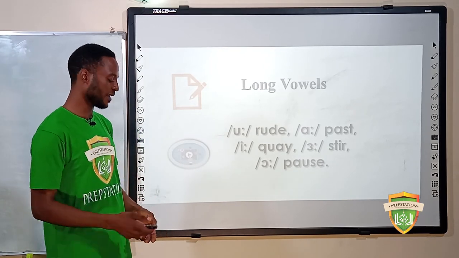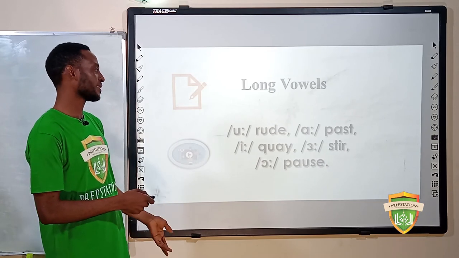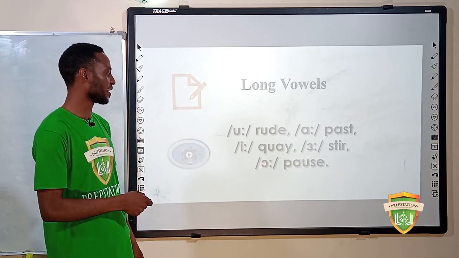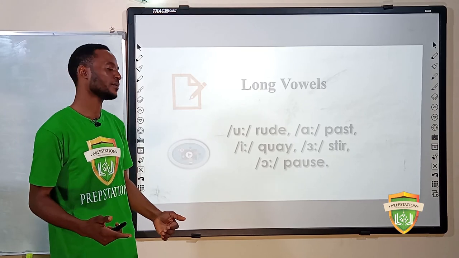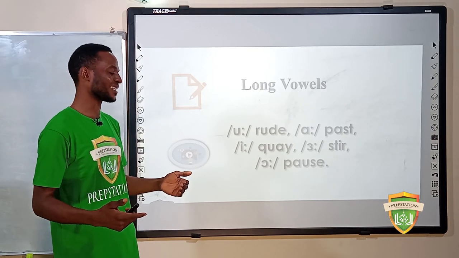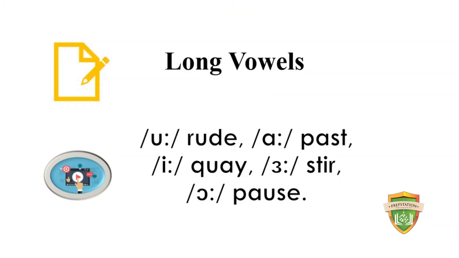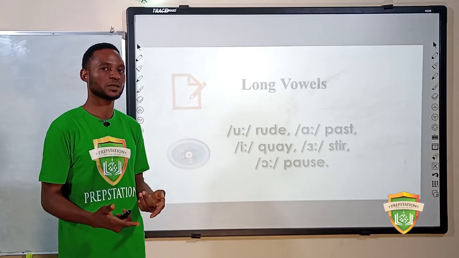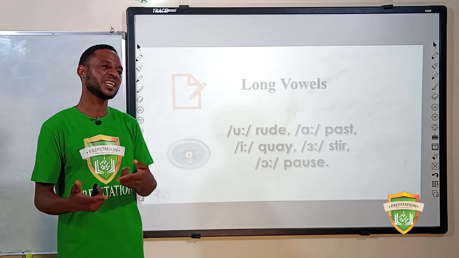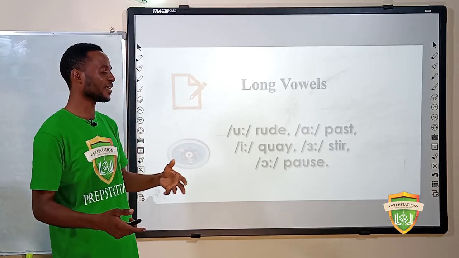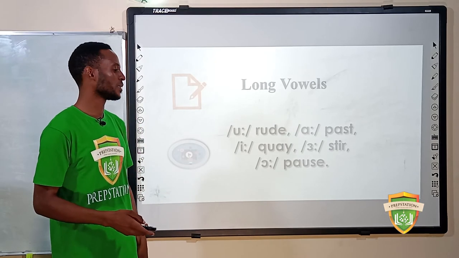You understand? And then you have the last sound that I want us to consider here, the long O sound. This one is articulated as O. It's longer than the short O sound. And then it is found in words like pause. You understand? Sometimes you have the spelling O-R. For instance, you have porge, P-O-R-G-E. Porge. So all these things you have to take note of.